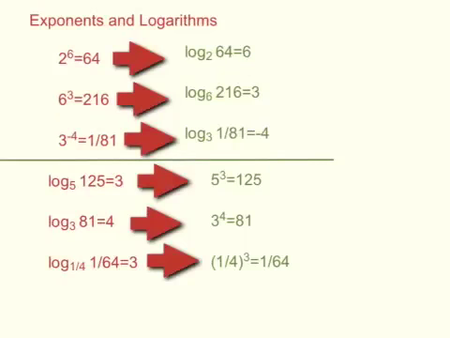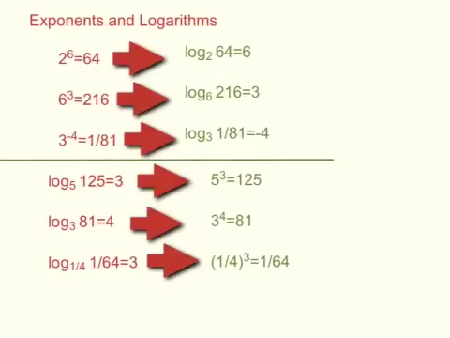6 to the third power equaling 216 is the same as the log base 6 of 216 equals 3. You can see where the 6 is the base here, and it's the base of the log. And then the 3 here is the exponent, and the log is asking what is the exponent that you raise 6 to get 216. What is the exponent that you raise 2 to get 64? We'll see this a little more in the second page.